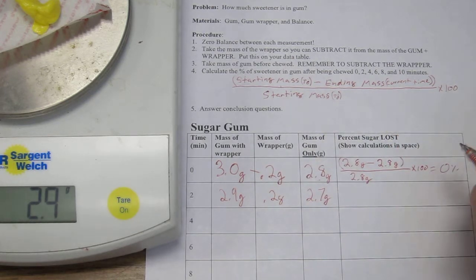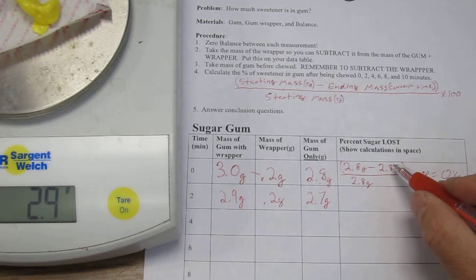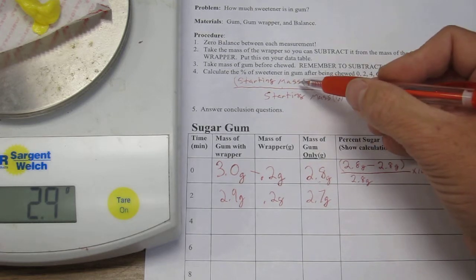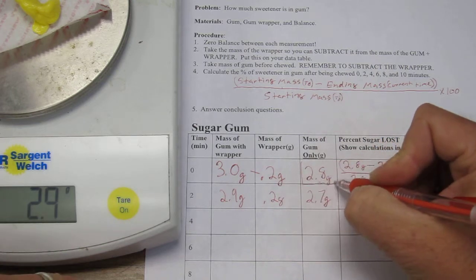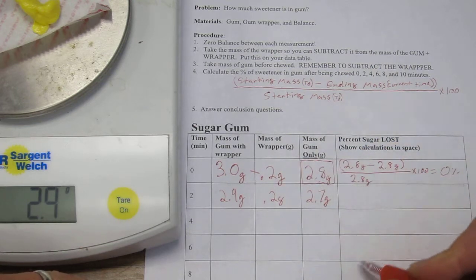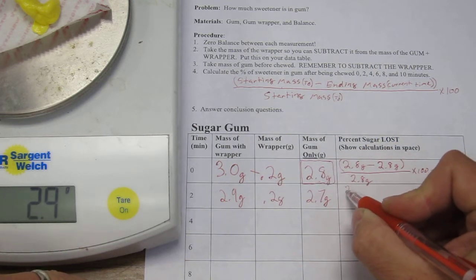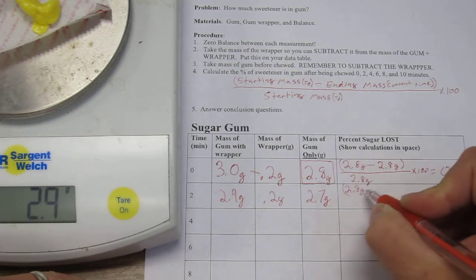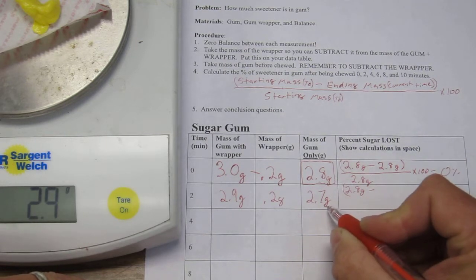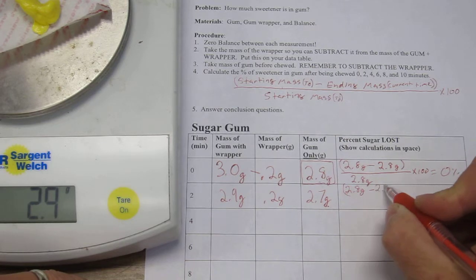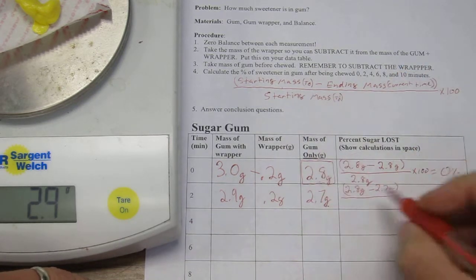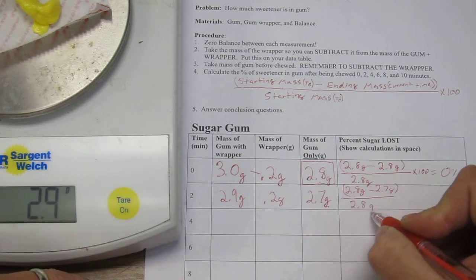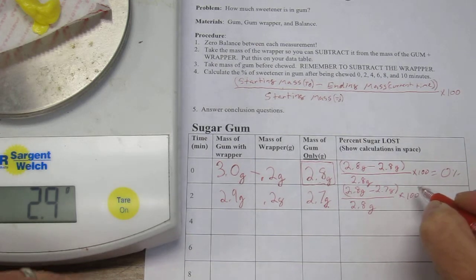Okay. So now, the formula we're going to use, it says starting mass. This is the starting mass for the whole thing. I'm going to box this in. We're going to use this number that I boxed in all the way down the page. So 2.8 grams minus, this is my ending mass now, 2.7 grams, divided by my starting mass of 2.8 grams, times 100.